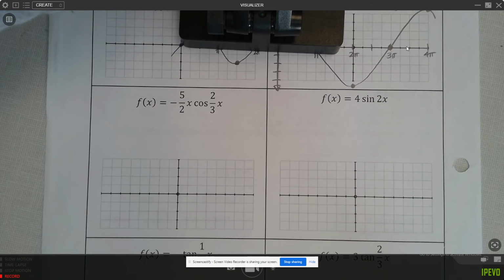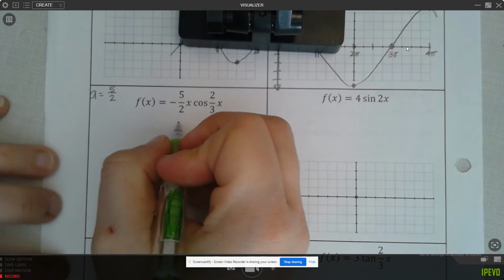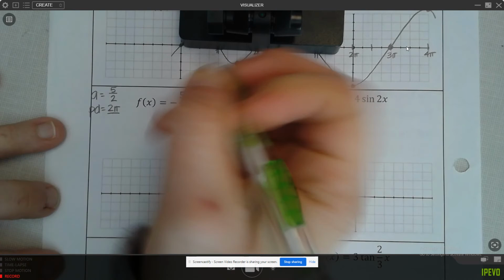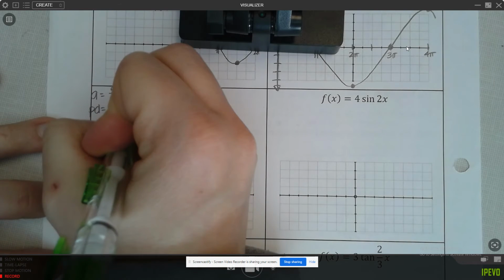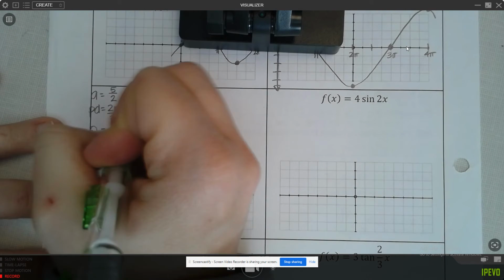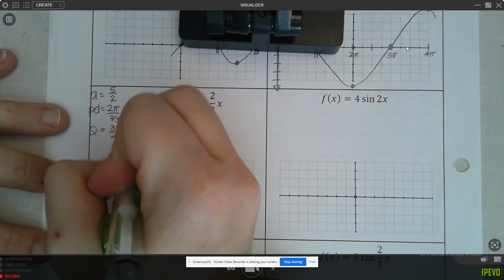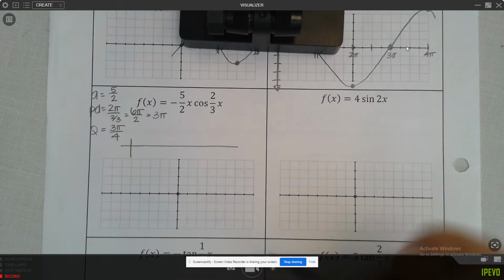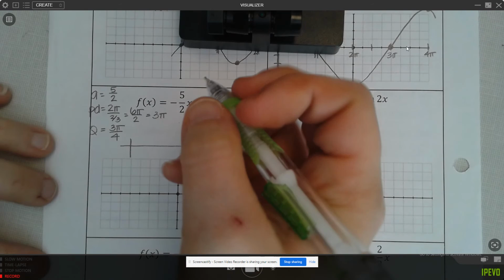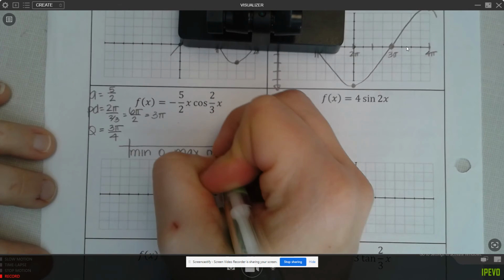Okay, this next one, amplitude is 5/2 because it's the absolute value of A. My period is 2 pi divided by 2/3. So that is 6 pi over 2. So my period is 3 pi. And my quad is my period divided by 4. Okay, now with this one though, I have that negative. So when the negative is out front, that means it reflected over the y-axis. So it's going to flip. So whenever it's a max, it's now going to be a min. 0 stay the same. When it was a min, it becomes a max, and vice versa.